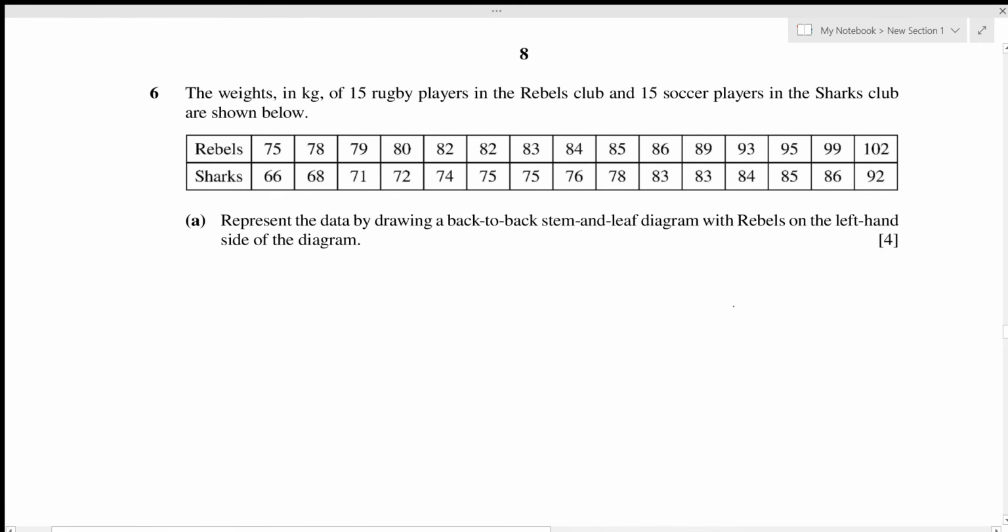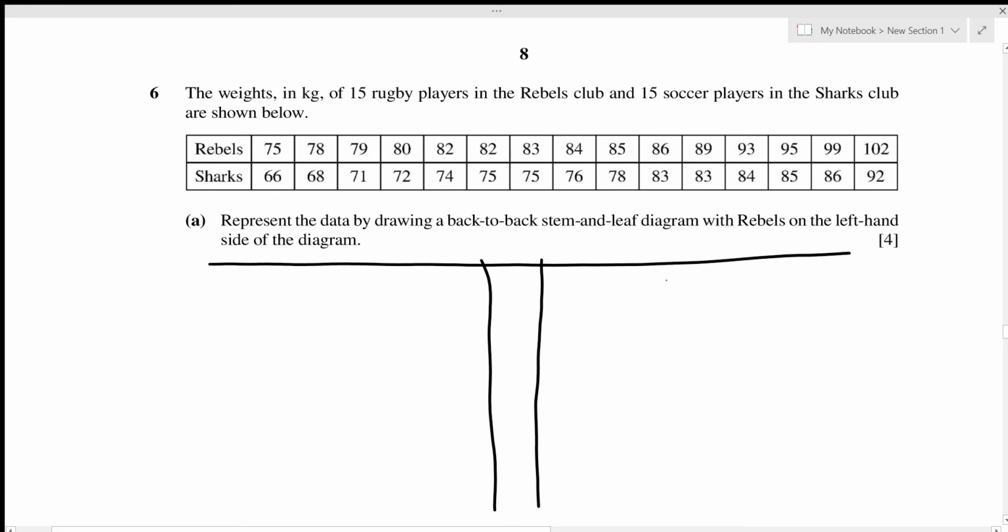We're given the weights in kgs of 15 rugby players in the Rebels Club and 15 soccer players in the Sharks Club. Now we need to represent this data by drawing a back-to-back stem and leaf diagram with Rebels on the left-hand side of the diagram. Alright, let's just draw the stem first. So we need to have Rebels on the left-hand side. And we need to have Sharks on the right-hand side.